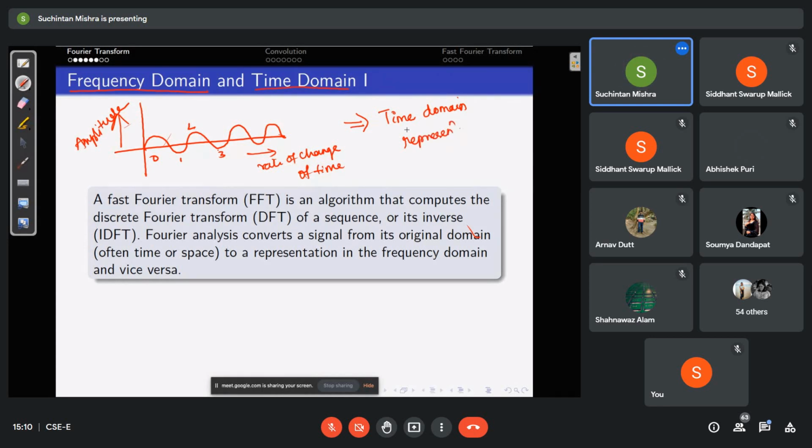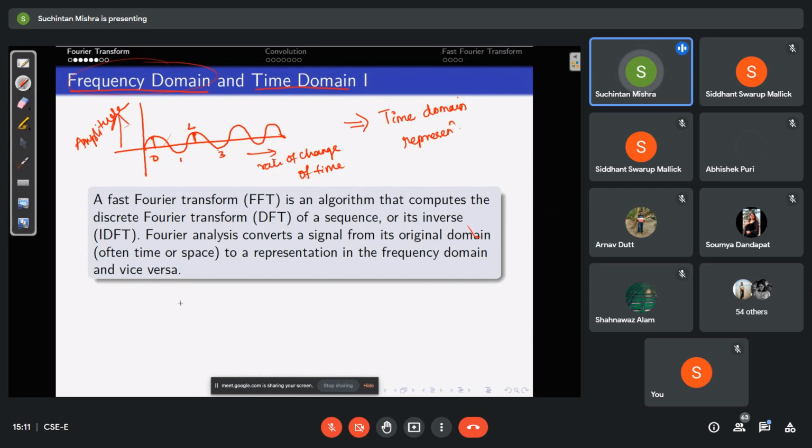Okay, if I am representing a signal according to its time, or the value of the amplitude at a particular time instance, and I plot the amplitude versus the time graph, then it is known as the time domain representation. The time domain representation of a graph differs from its frequency domain representation.